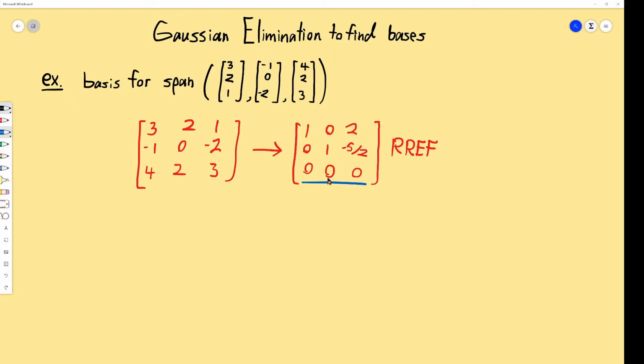This third row is a row entirely of zeros, which means that we had a linearly dependent set. This set had a redundant vector in it because any of the vectors in this set could have been expressed as a linear combination of the other two. By getting rid of one of them, I have a linearly independent set. And so we can take the first and second rows back to column vectors and we get a basis. Our basis is equal to the set of the vectors 1, 0, 2, 0, 1, -5 halves.